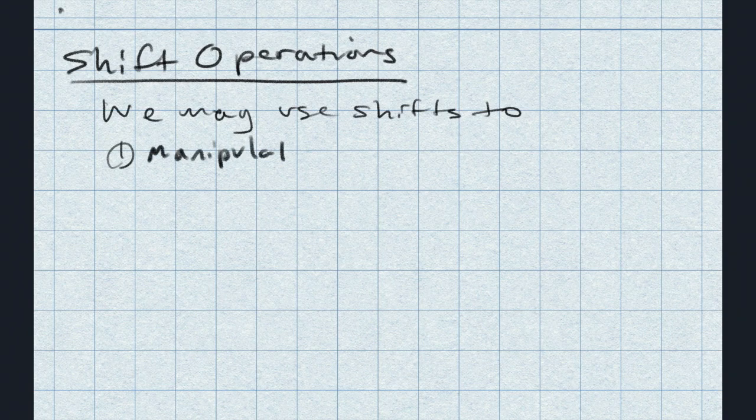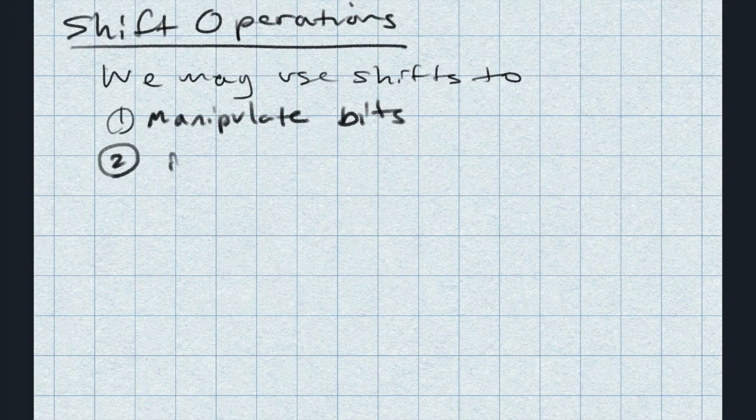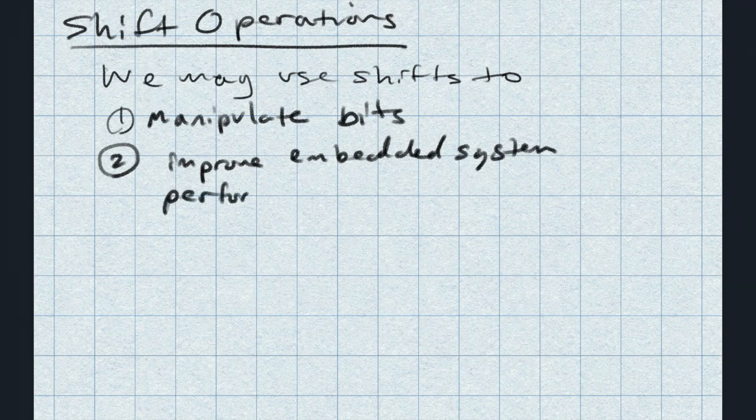One, to manipulate bits. The second reason is that we might want to improve our embedded system performance. So it turns out that bit shift operations are a lot quicker than things like multiplying. And so if we want our system, especially if it's a system that's supposed to behave in real time, if we want all those operations to happen quickly, one of the things we might use is bit shifts.